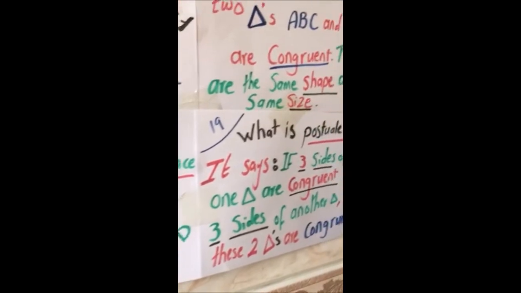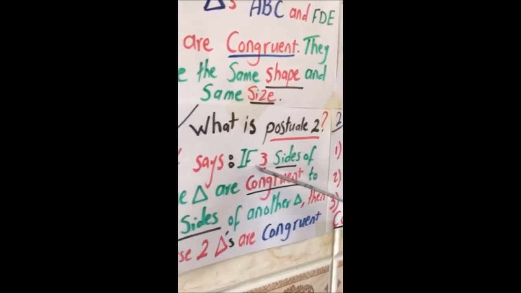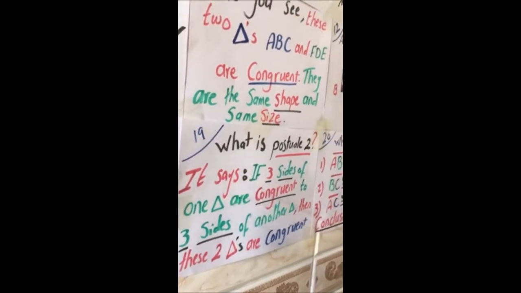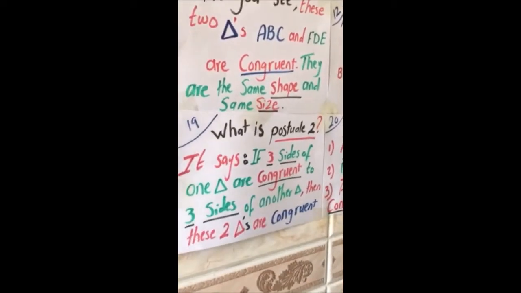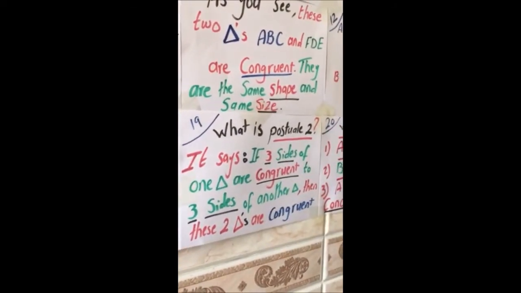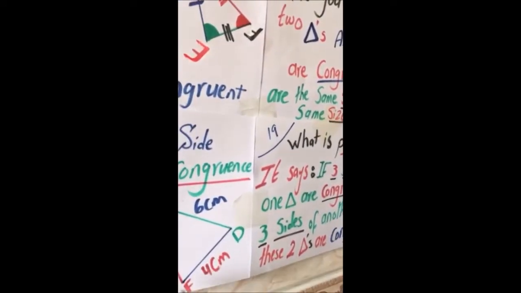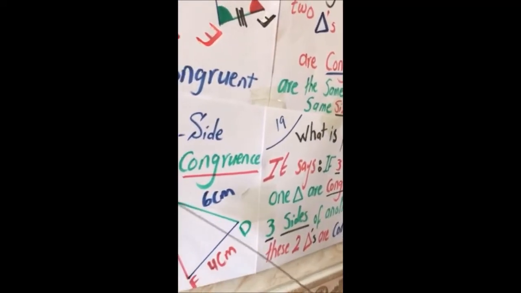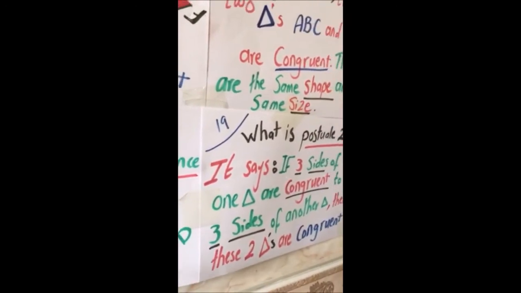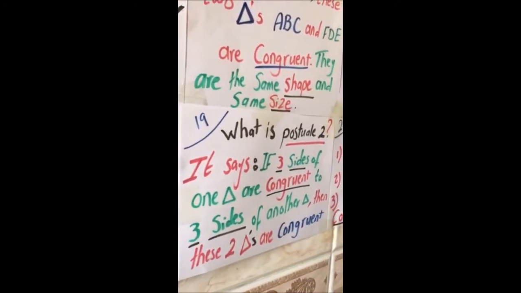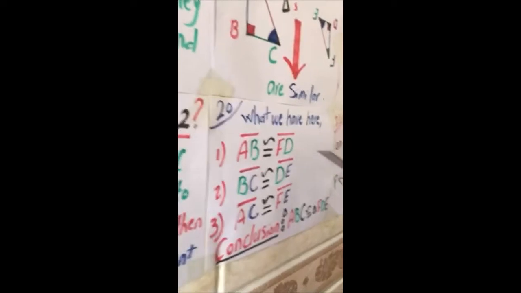So what is the postulate? It says if three sides of one triangle are congruent to the three sides of another triangle, then these two triangles are congruent. And we have this case, as you see: AB with FD, AC with ED, and BC with FE. Let me continue our explanation.